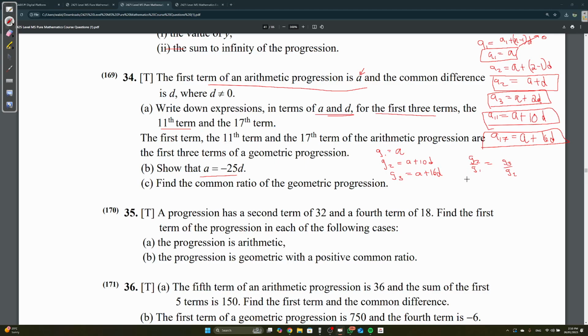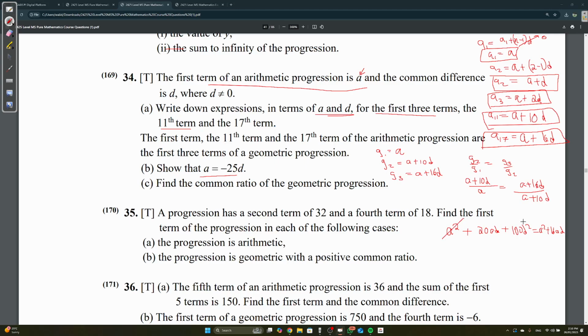Perfect. So a plus 10d over a is equal to g3, which is a plus 16d over a plus 10d. Cross multiply, you're going to get a plus 10d squared. I'm not going to show you how to expand, you know how to expand. A squared plus 2 times a times 10d, which is 20ad, plus 10d squared, which is 100d squared, is equal to a squared plus 16ad.